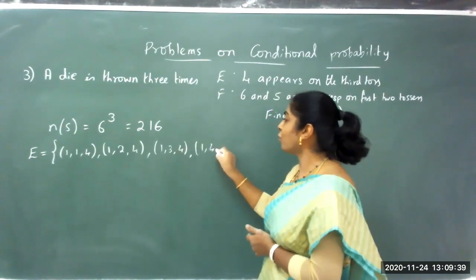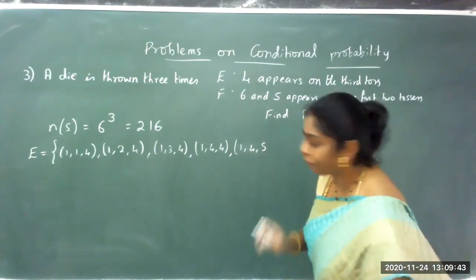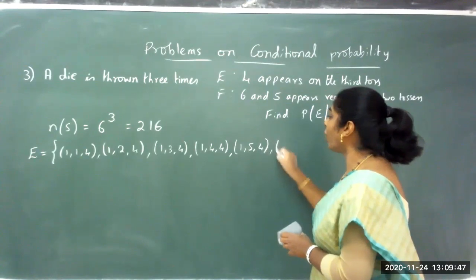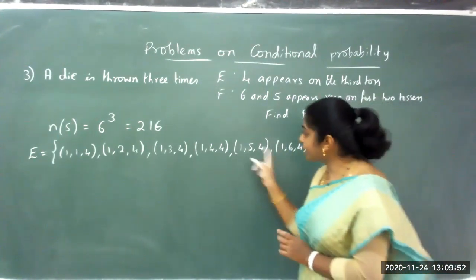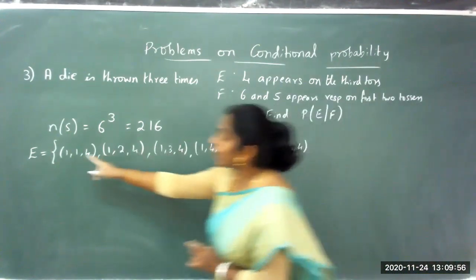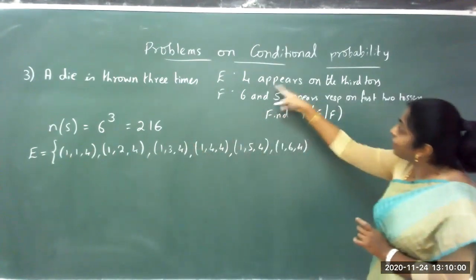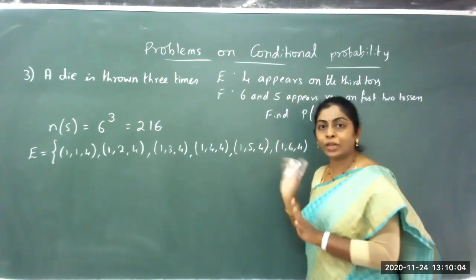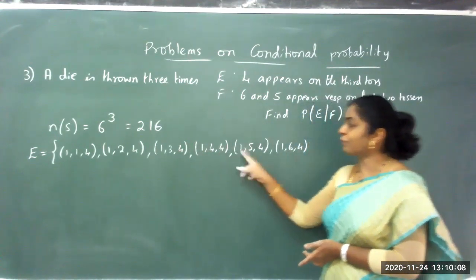Then 1, 4, 4. 1, 5, 4. And 1, 6, 4. In all 6 cases, you can see that I have 4 in the last one, and in the first die, I have taken 1 as the condition. The third one, event E itself says that 4 should appear on the third toss, so I retain 4 in the third one. The second one I kept changing, 1, 2, 3, 4, 5, 6.